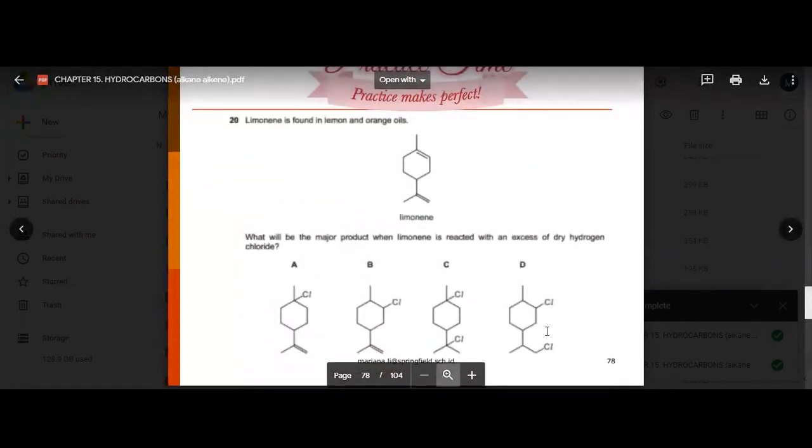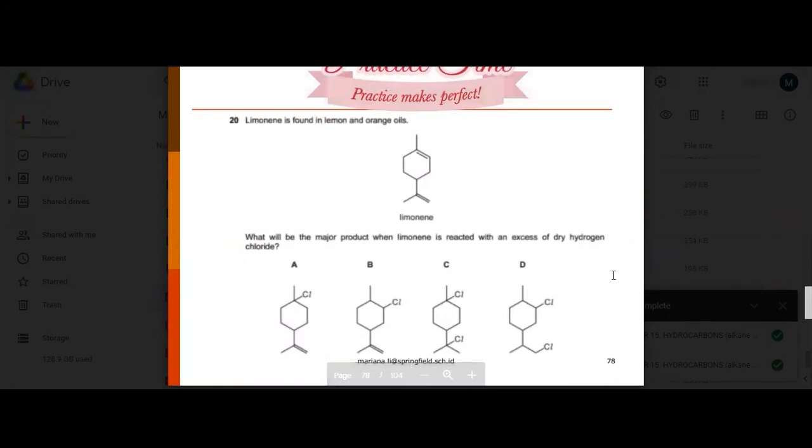Next question. Limonene is found in lemon and orange oils. What will be the major product when limonene is reacted with an excess of dry hydrogen chloride? Please pause this video. Okay, let's discuss now. This reacts with hydrogen chloride, and there are two double bonds here. So there are two possibilities to attack this H, right?